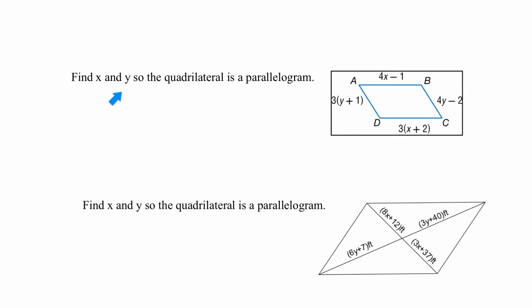So I want to know the value of the x and y that makes this a parallelogram. In a parallelogram, what do I know about side AB and side DC? They have to be congruent. So what I want to know is what value of x makes these two sides congruent to each other. We're going to put this equal to this and see what the x value is.